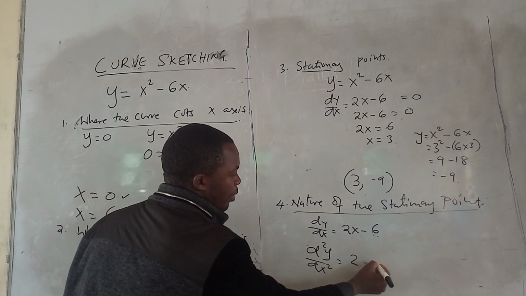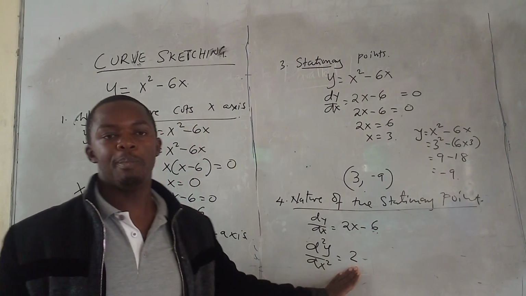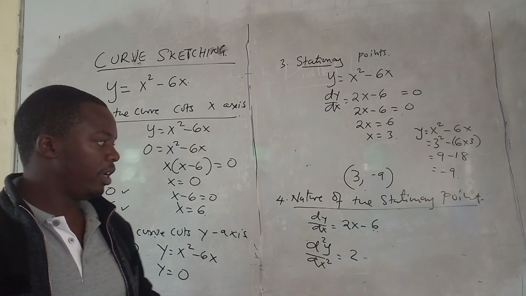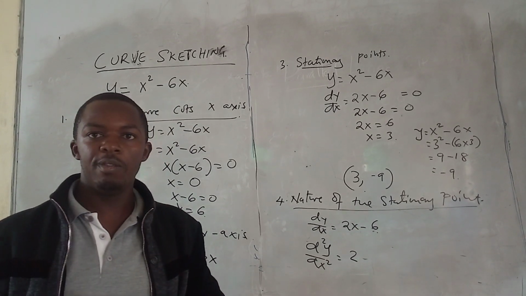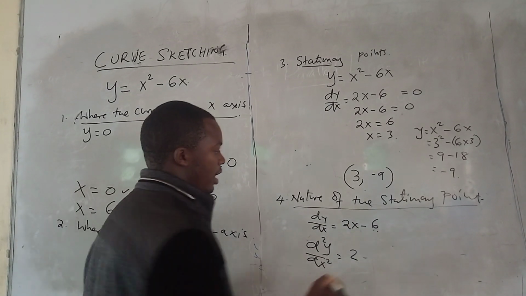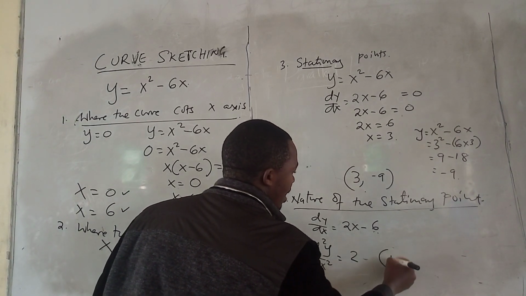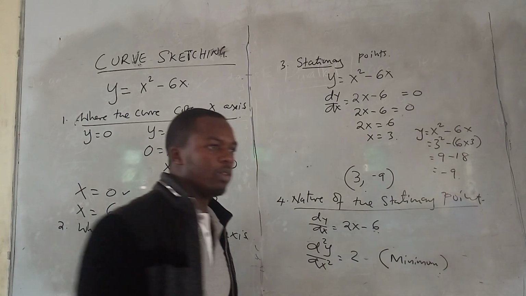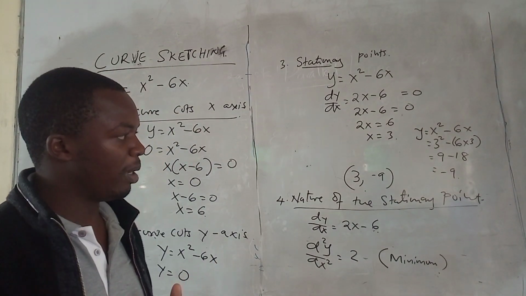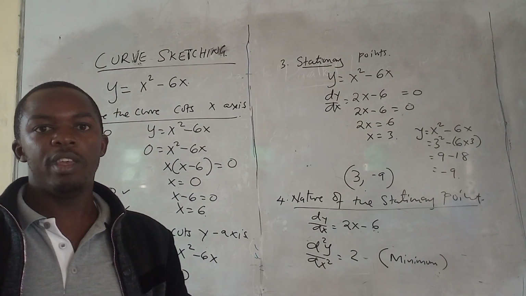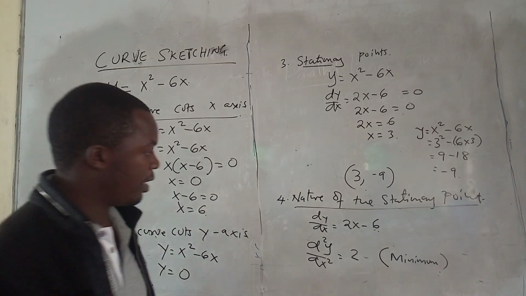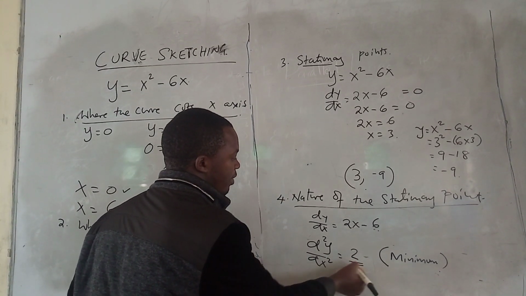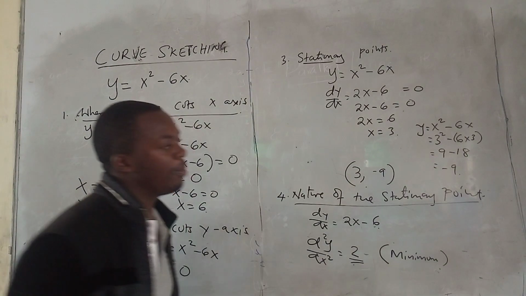Now this is positive, and we remember we said once the second derivative is positive, then the nature should be a minimum. In the event that it was negative, then we say it is a maximum. If it is 0, we say it is a point of inflection. But this one is positive, you can see. So we say it is a minimum.